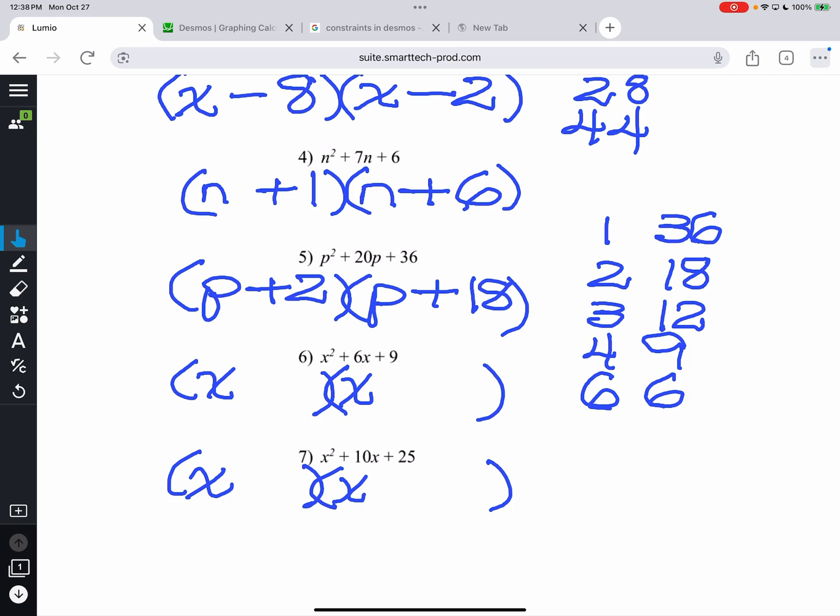All right. This one's super easy. Factors that equal 9 that when you add, you get 6. Yep. 3. And then the next one, 20. Yep. Do you remember what we call the last two? They have special names. Perfect square trinomial. Yes. Perfect square trinomials. Excellent.